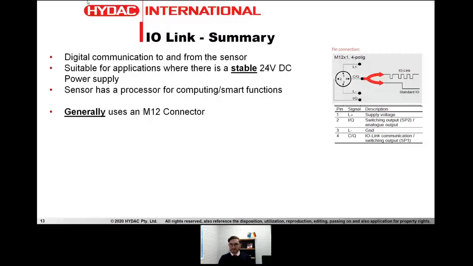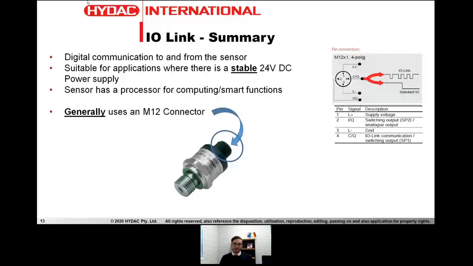In some cases, you'll generally have to look at that on the data sheet of the sensor. You can use an IO-Link sensor as a normal sensor or as an IO-Link sensor. The sensor also has processor functions, because we do have a microprocessor on it, and it can do some extra smart capabilities, and I'll explain that. It generally uses an M12 connector, though some sensors do come with different styles of connectors.